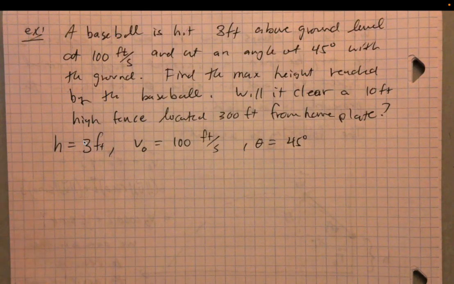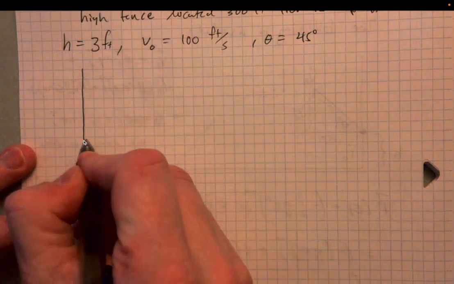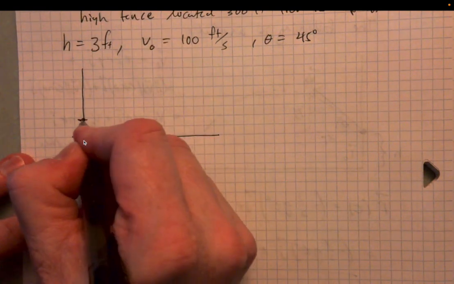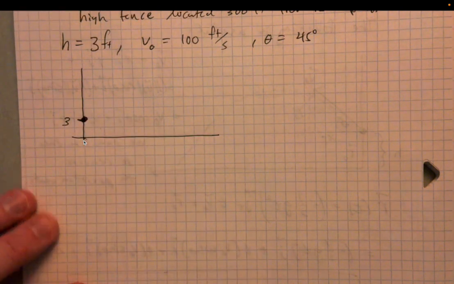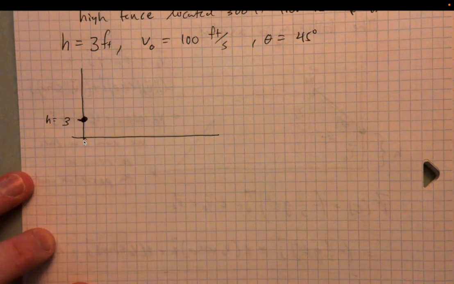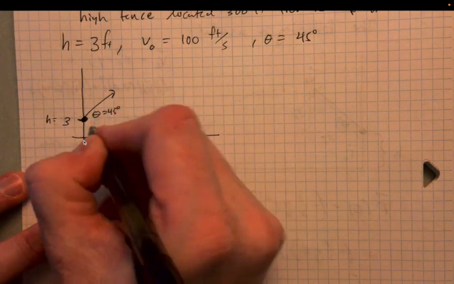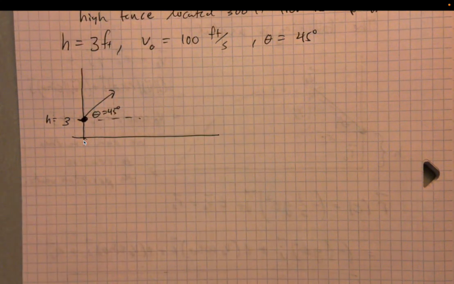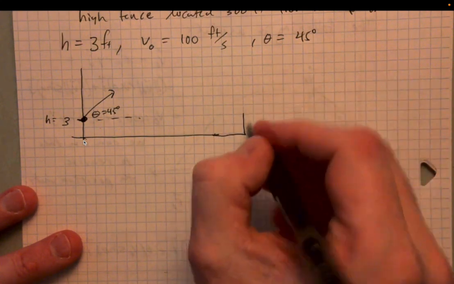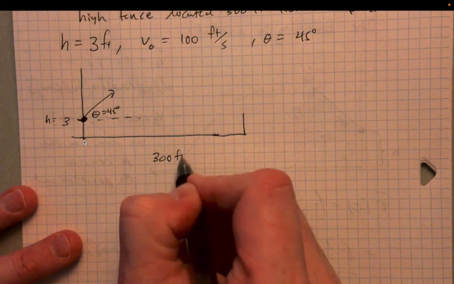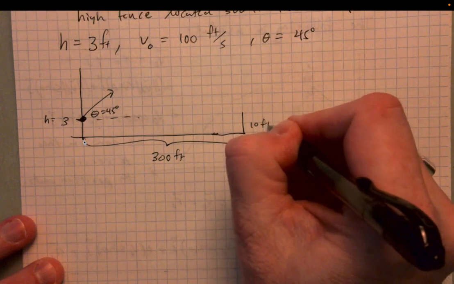Okay, so we can draw a picture here just to make sure this is clear. This is where the ball is hit. So it starts at h equals 3. It takes off, and this angle theta is 45 degrees with the horizontal. And we're told that 300 feet out here, there's a 10-foot high fence.